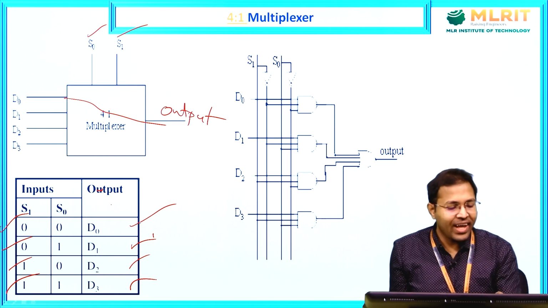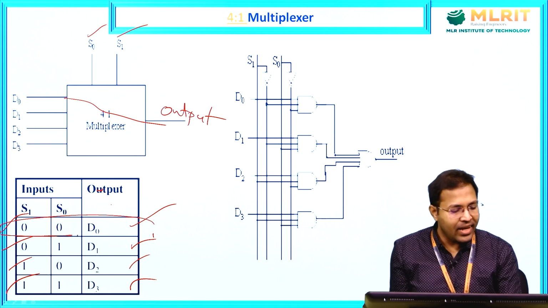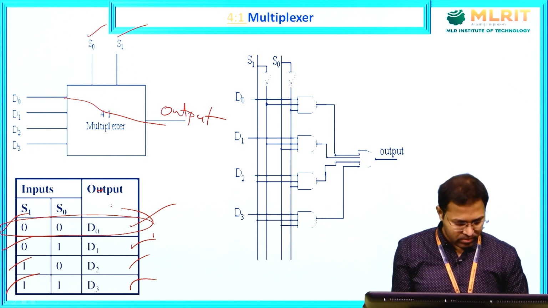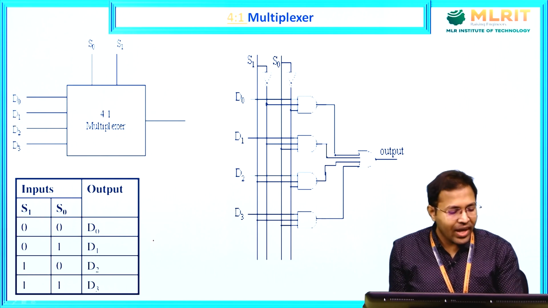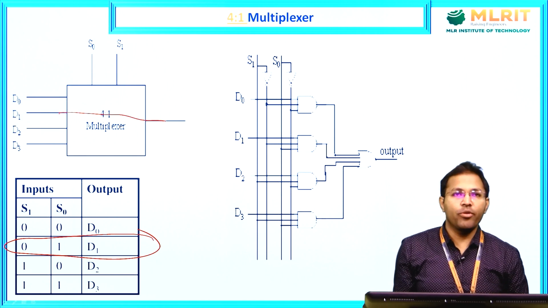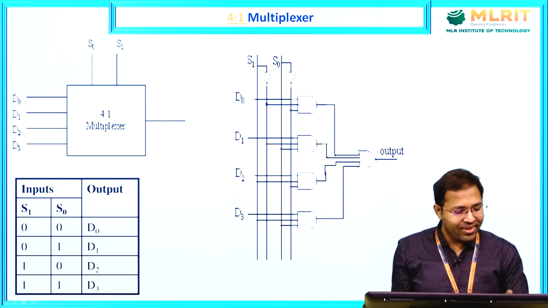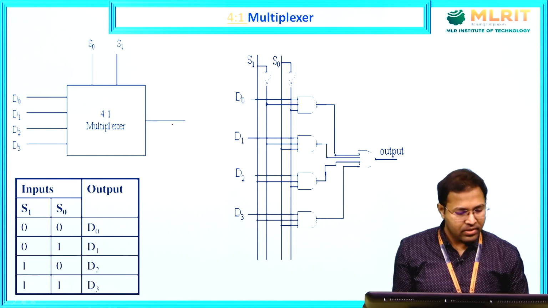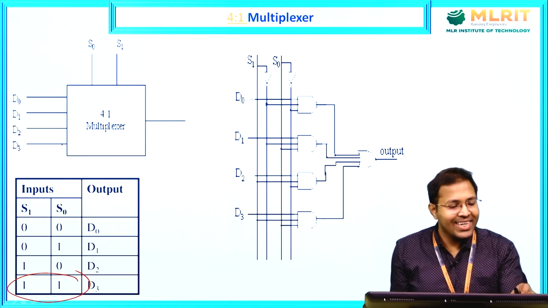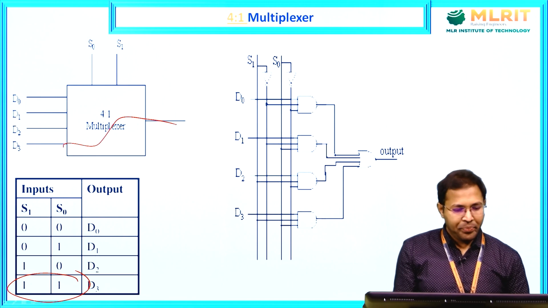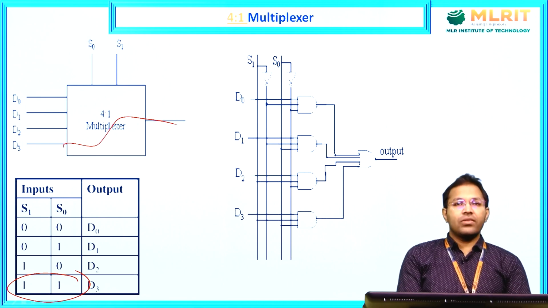When S1, S0 both are 0, D0 is connected to the output. When you have 0 1, then D1 is connected to the output. When we have 1 0, D2 is connected to the output. When we have 1 1, D3 is connected to the output. Simple. So the truth table is also very simple.